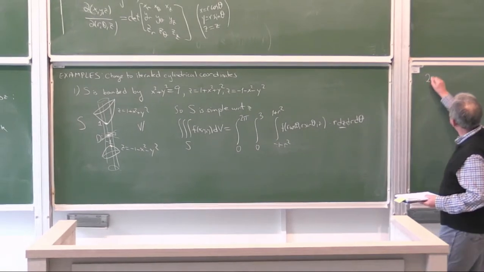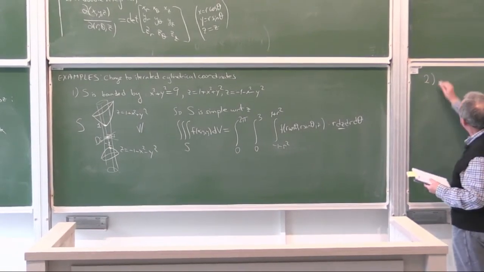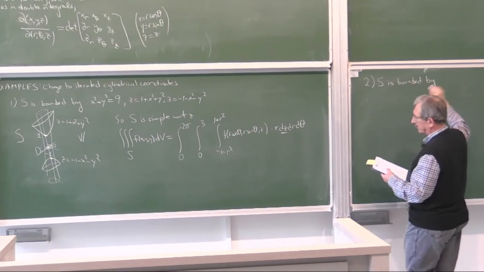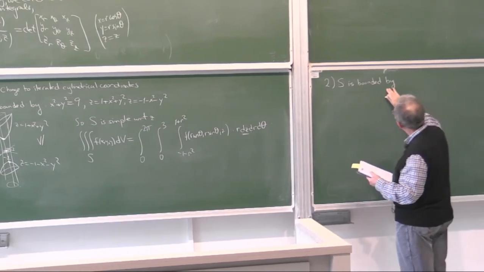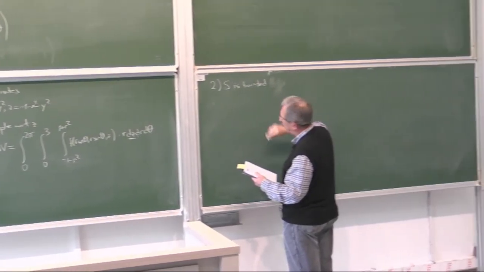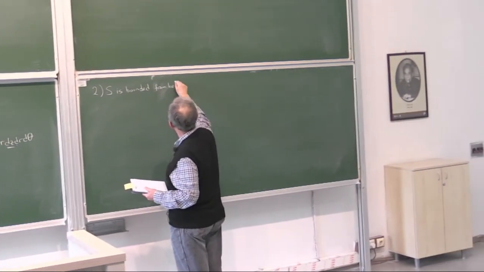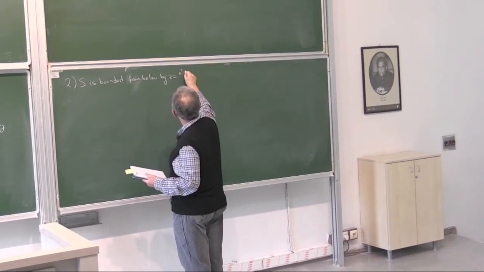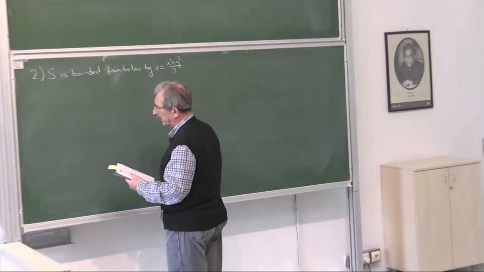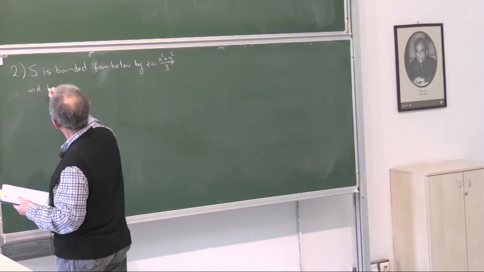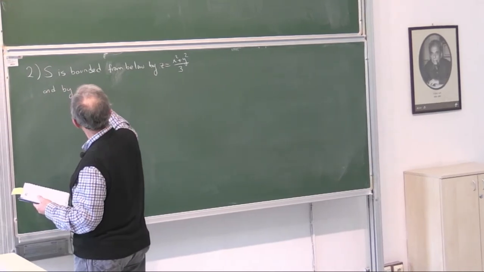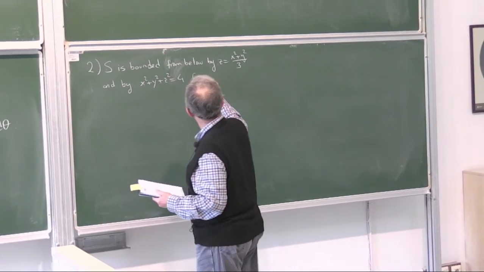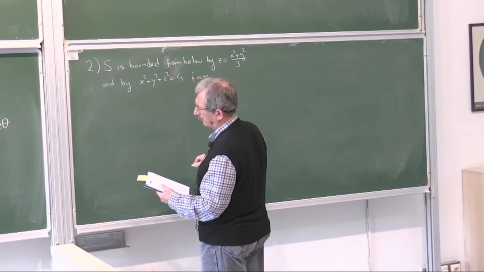Well, a second example. This time S is bounded by, let me be more explicit, is bounded from below by, because there are more than one regions, z equals x squared plus y squared over 3, and by a sphere from above.